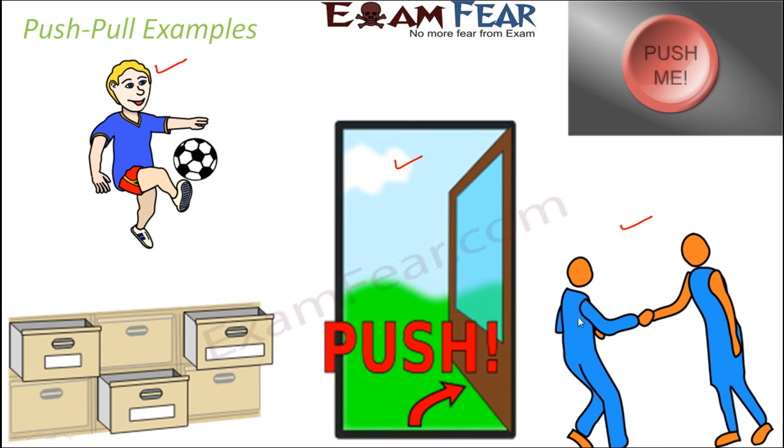So looking at this picture, you see this man, the first person and the second person. So this first person is trying to bring the second person closer to himself. So he is actually trying to pull him. So this is an example of pull, where one is pulling two.